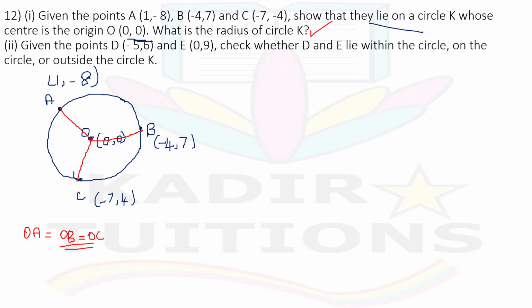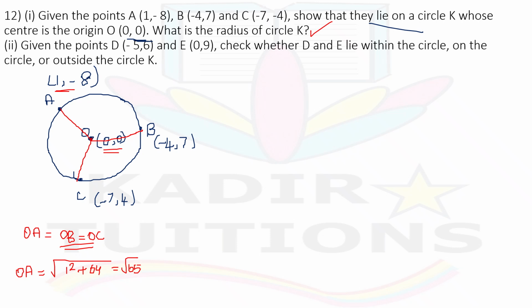So can we find the distance of OA, OB and OC by using the distance formula? So what is the distance formula? Root of x2 minus x1 the whole square plus y2 minus y1 the whole square. Now directly I am applying it to OA. So OA means O point is 0, comma 0. A is 1, comma minus 8. So now if you apply, x2 minus x1, 1 minus 0 is going to be 1 square. Minus 8 minus 0 is going to be 8 square, which is 64. So you will be getting the answer as 65.